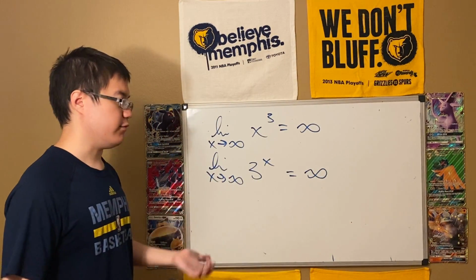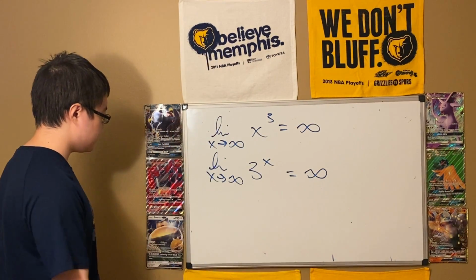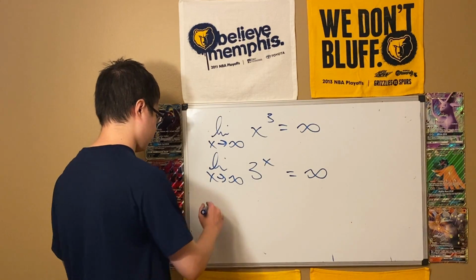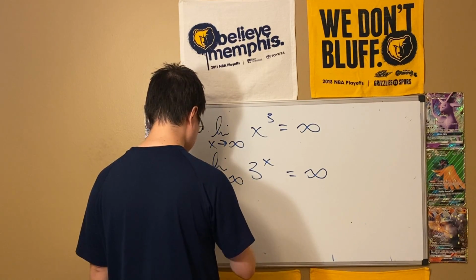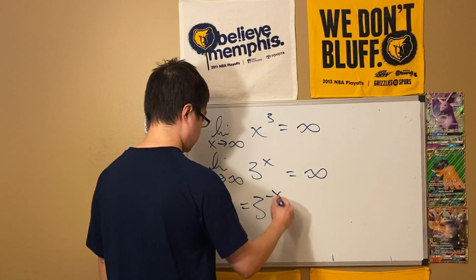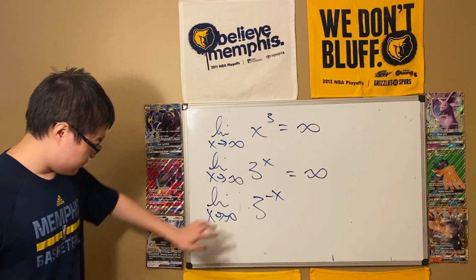When we say we get infinity, we just mean that the answer is going to be unbounded. So my question is, what happens when you have fractions? Same thing with this bottom example. So when we have the limit as x goes to infinity of, for example, 3 to the minus x, this is what we're going to try to do.